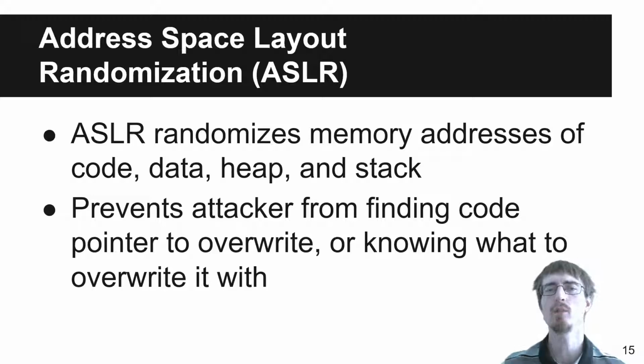Now, ROP critically relied on us knowing where the relevant code actually is, because we need to write pointers to the code in memory on the stack to execute it. Now, ASLR prevents the attacker from finding a code pointer to overwrite or knowing what to overwrite it with. So, this could be an effective defense against ROP chains.